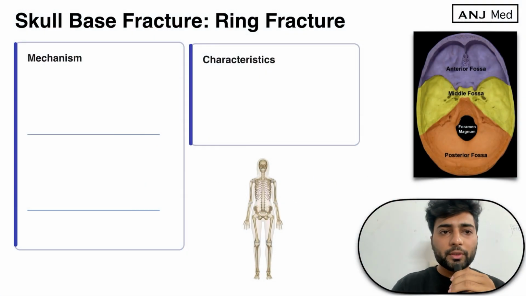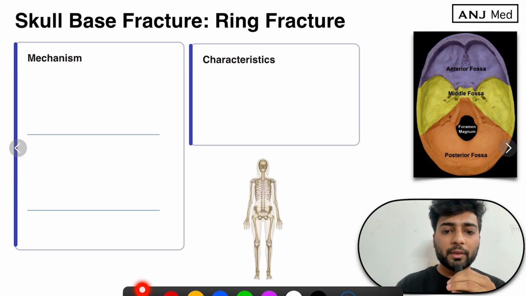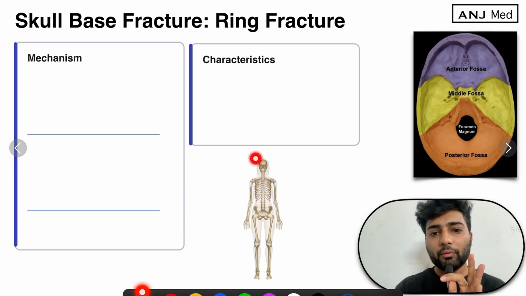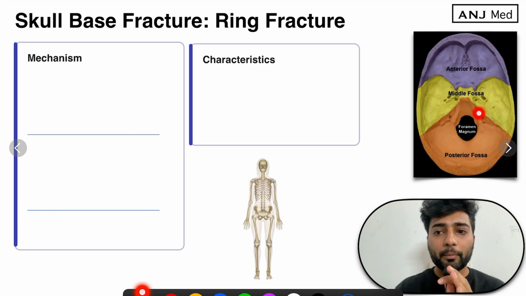Hello everyone, our topic of discussion today is skull base fracture. In an earlier chapter we learned how the skull vault gets fractured. Whenever there is any trauma, simply trauma of any bullet or rod, the skull vault gets fractured. But for the skull base to get fractured, there has to be a different type of trauma.